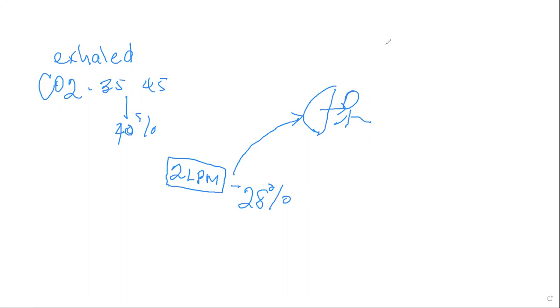Now, let me just change the ink over here. So the patient is breathing out carbon dioxide. What is the pressure of carbon dioxide that we said that the patient exhales?